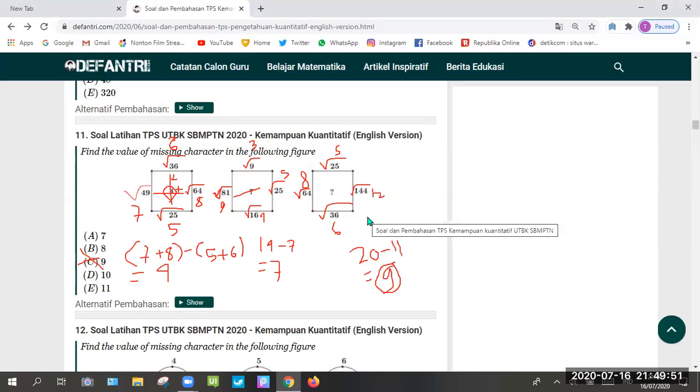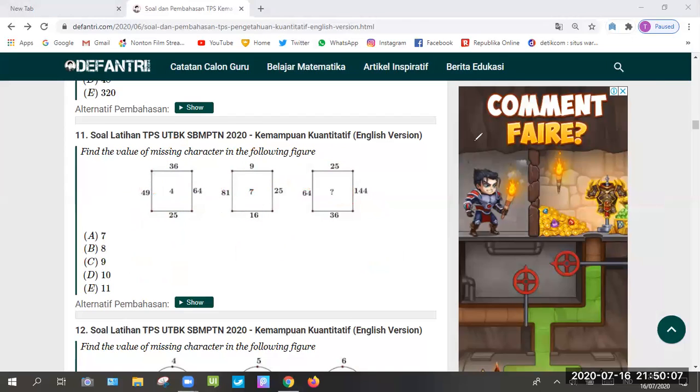So pretty good explanation from the unknown teenager. And I'm gonna continue with number 12. Let me erase this first. And we move on to the next question, number 12.